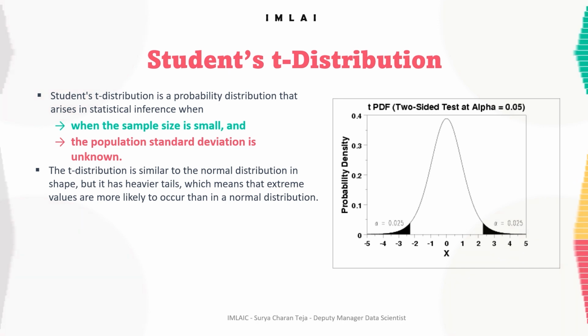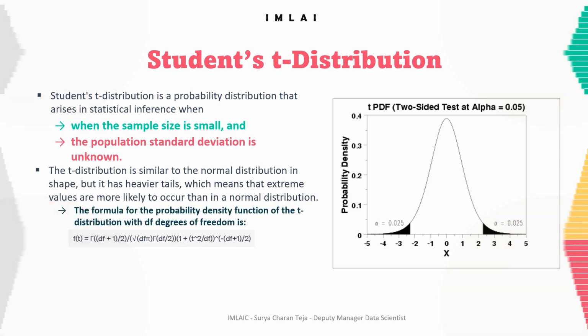So the t distribution has a family of probability density functions that depend on a single parameter called degrees of freedom. Very, very important. Degrees of freedom is a positive integer representing the sample size minus 1. So what is degrees of freedom for now? It's pretty simple. It's n minus 1.